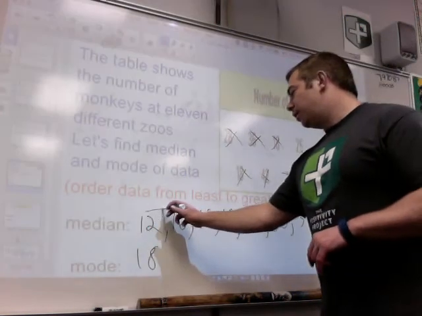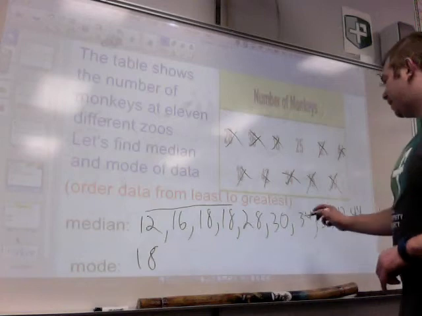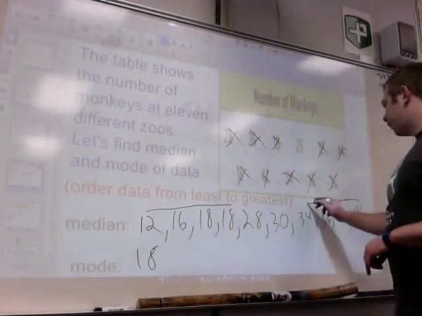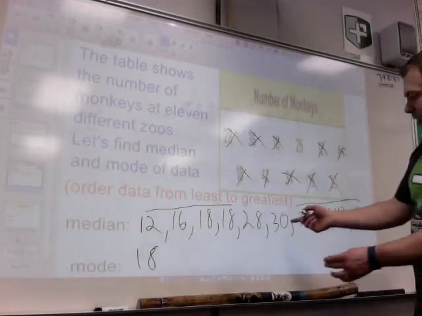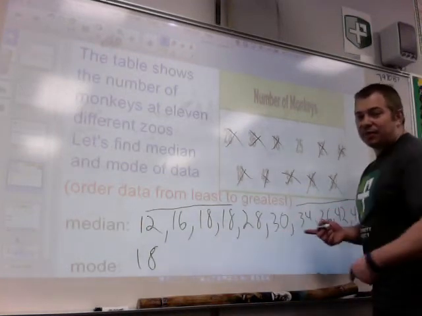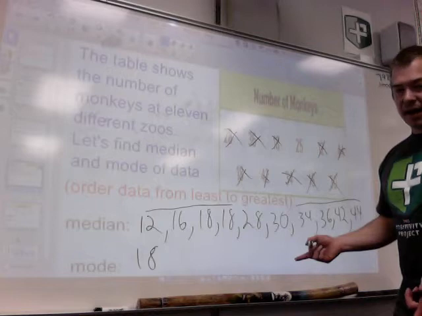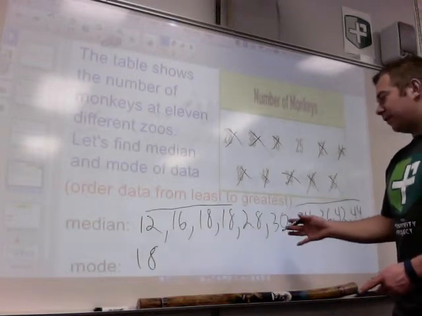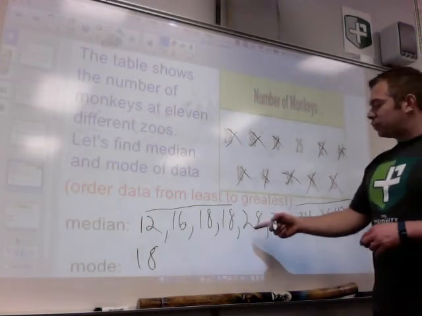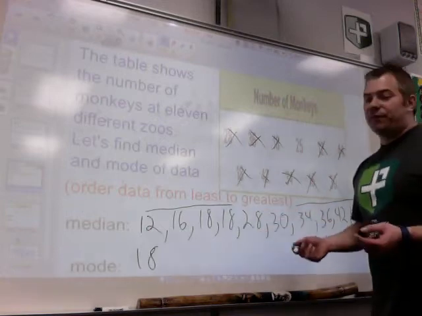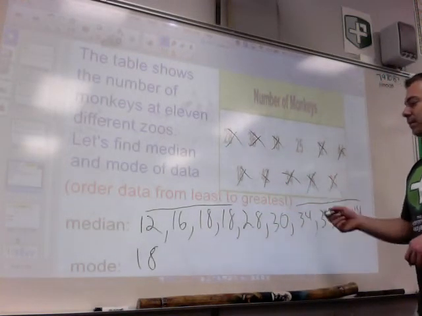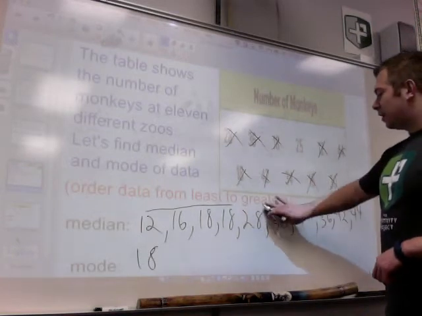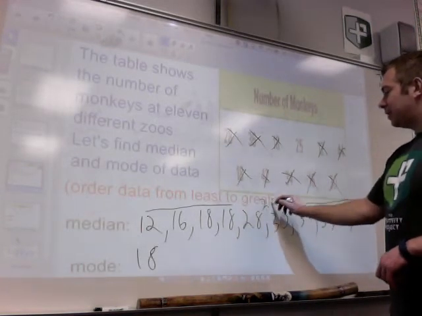So 1, 2, 3, 4 on that side. 1, 2, 3, 4 on that side, leaving me my two middle numbers. I could already look at it and know that the average of these two numbers would be 29, because that falls right in the middle of them. But I'll do it anyways. 30 plus 28 equals 58. 58 divided by 2 is 29. So my median, right here, would be 29.